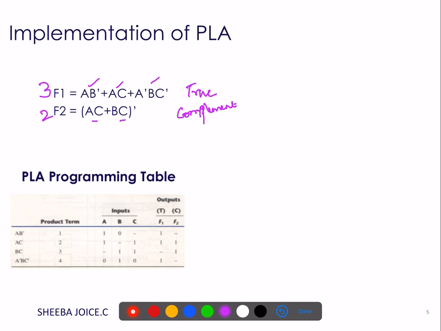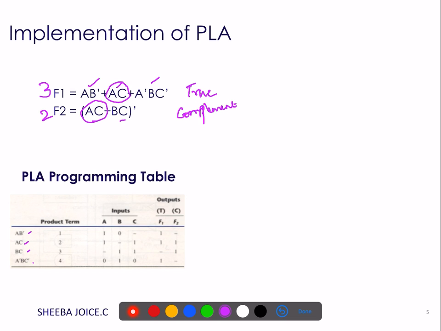Since this is a programmable logic array, we can write the product terms as total product terms 1, 2, 3, 4, because the product term AC is repeated twice. So it is sufficient to write it only once. Totally I have got only 4 product terms, namely AB complement, AC, BC, A complement BC complement. So I am numerically representing them as 1, 2, 3 and 4.